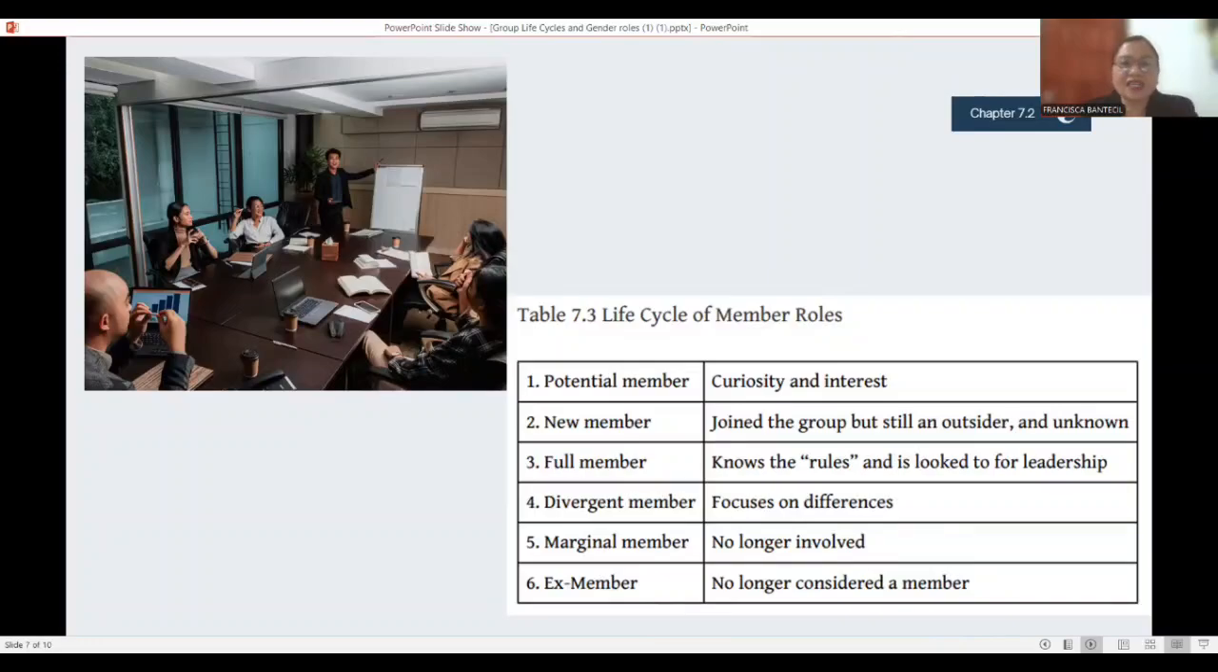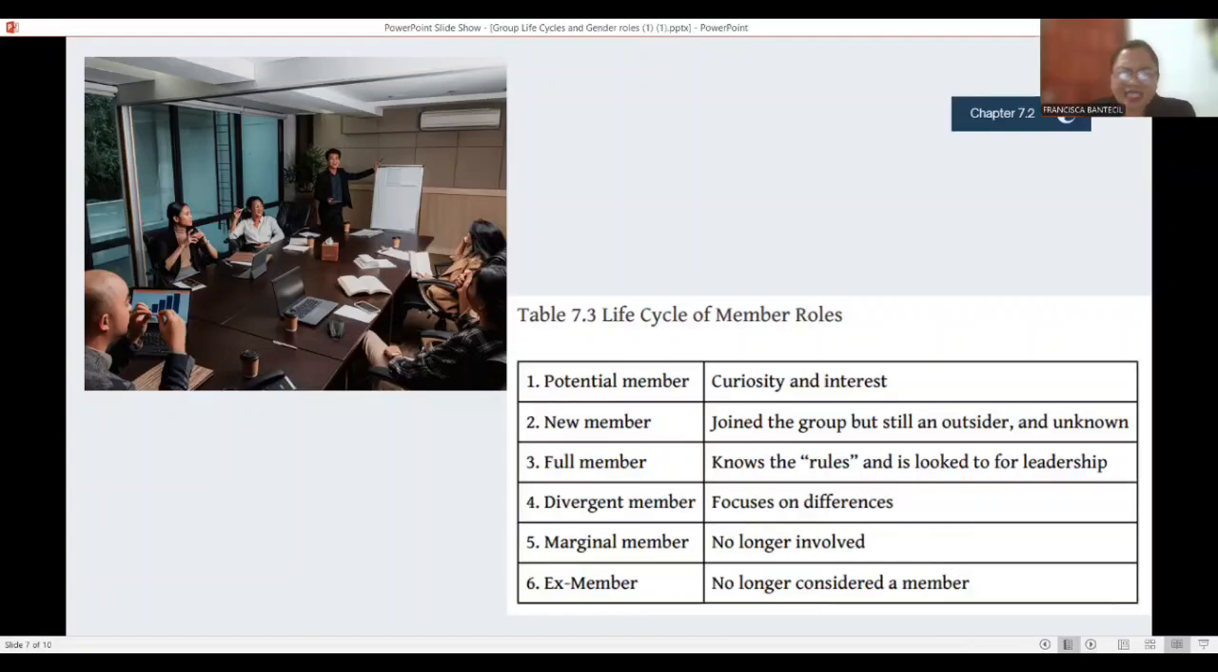First is the potential member. The potential member, this individual is qualified to join the group but has not yet joined. So meaning to say, the member is still curious and interested. He wants to be in a group. Next is the new member. The new member joined but is still an outsider and unknown. Individual who is still learning the group norms and rules.